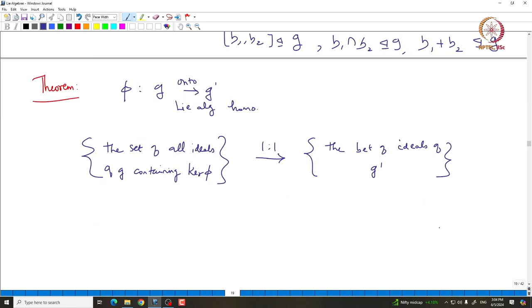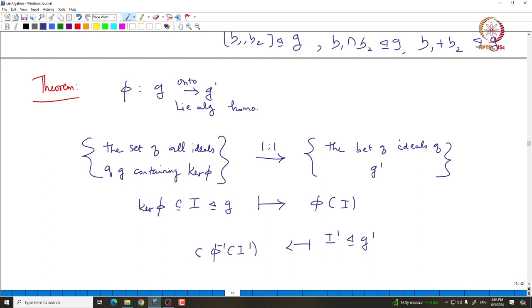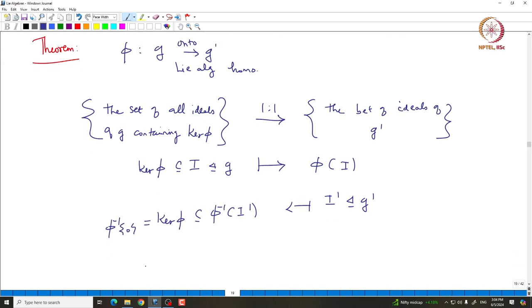So, what is the map? There is a natural map. You start with an ideal I inside G which contains the kernel, and you map that to pi of I. Similarly, if you start with an ideal I dash inside G dash, you map that to pi inverse of I dash. Clearly, pi inverse of I dash contains the kernel of pi, which is pi inverse of 0. It is easy to verify that this is indeed a bijective correspondence between these two sets. This gives information about the ideals of G containing the kernel and what is happening in the image.